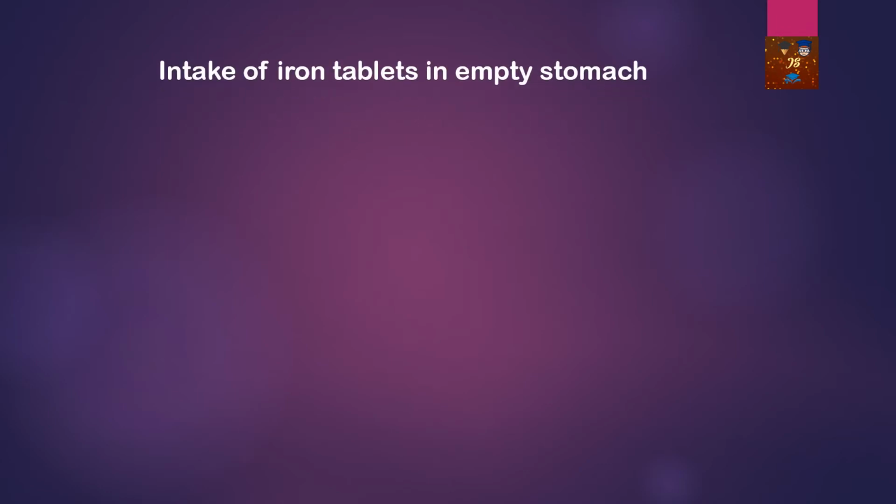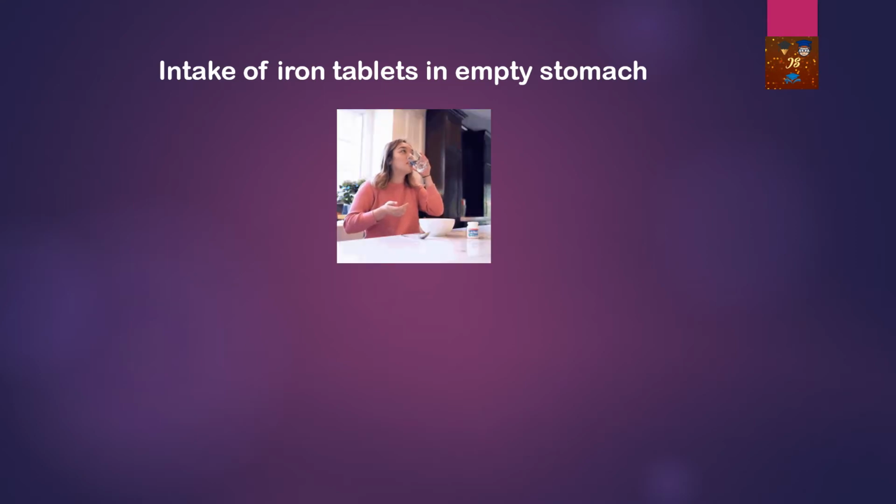Intake of iron tablets on an empty stomach is considered to be the prime treatment of iron deficiency anemia. You can see in the picture that a woman is taking tablets and a bowl of food is placed in front of her. That means before taking the food, she is supplementing herself with the iron tablets.